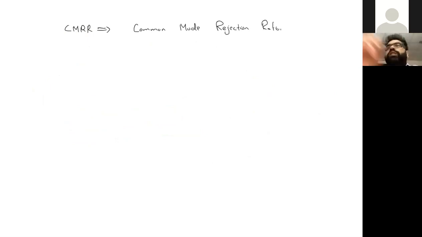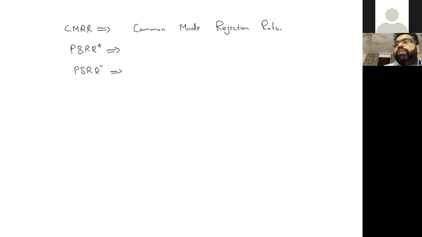But apart from this one, for any amplifier, specifically for the differential amplifier, another value is also written, which is called a PSRR plus, PSRR negative. Think over it. What is the PSRR stands for?